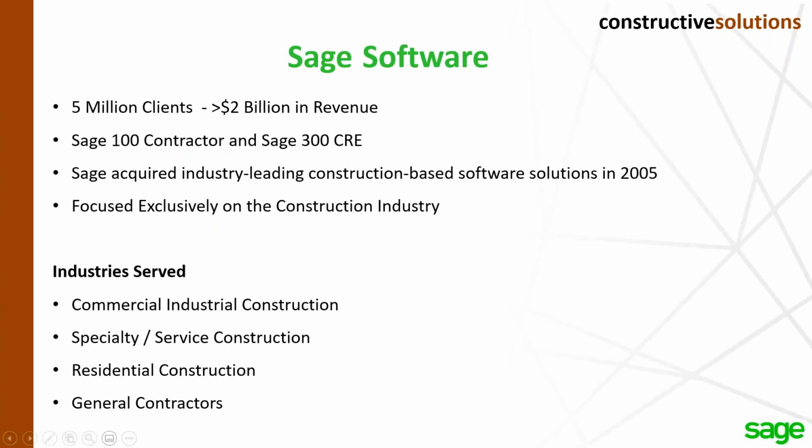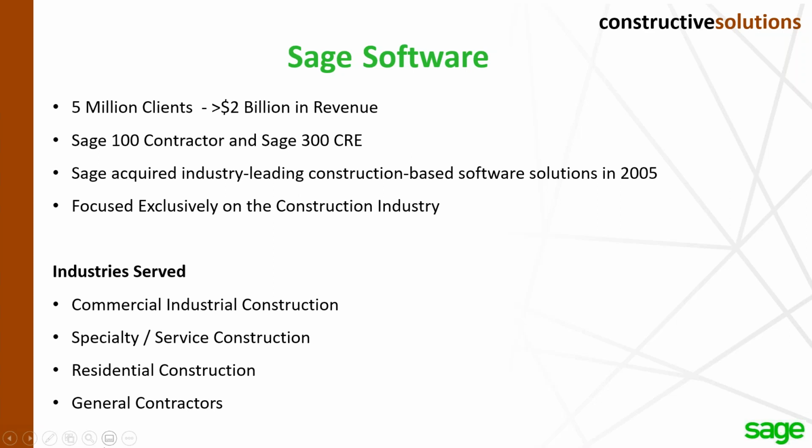Sure thing. So Sage Software, over 5 million clients worldwide, in excess of $2 billion in annual revenue. But like we mentioned on the last screen, there is this construction and real estate specific business unit. So dedicated to the construction industry, as it says here, focused exclusively on construction. So all the software that the CRE business unit publishes is intended for consumption by contractors and those in the construction and real estate industry.